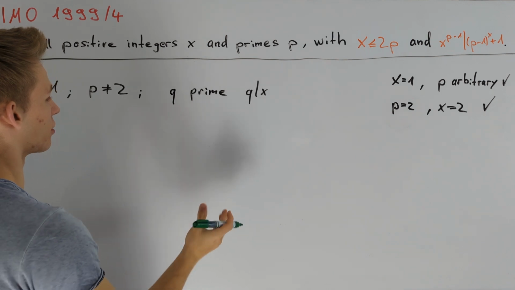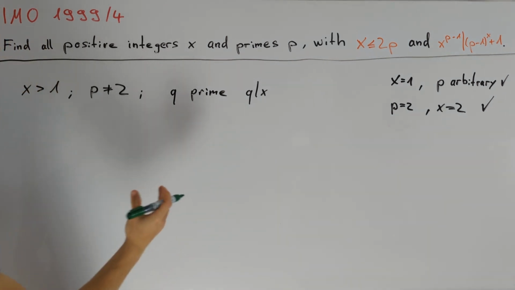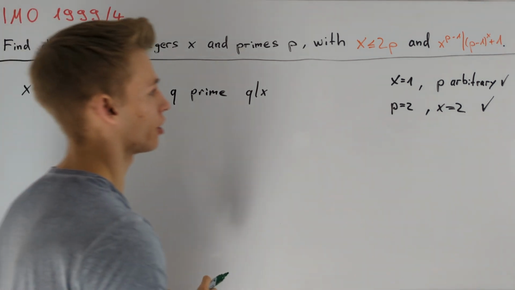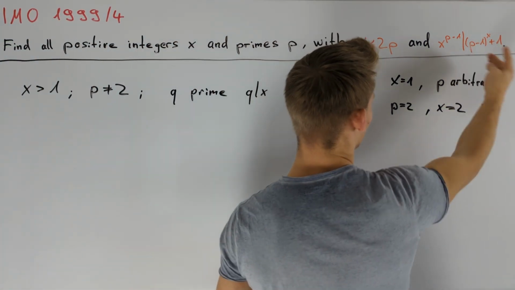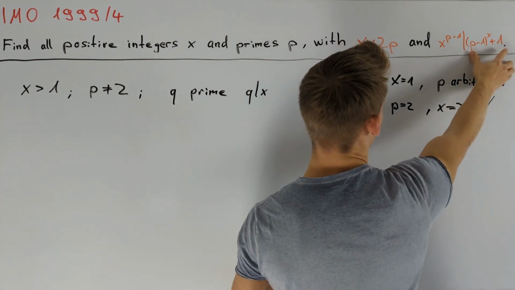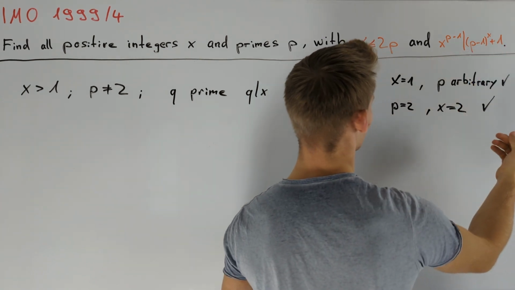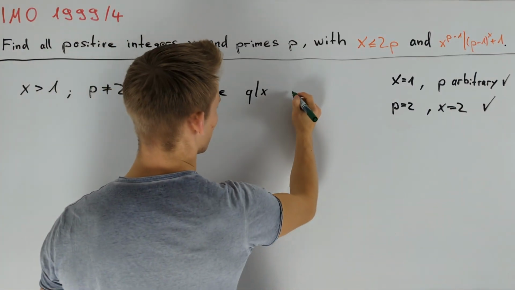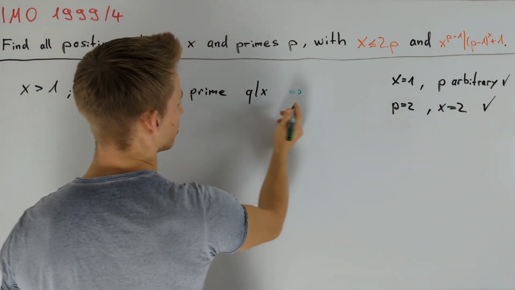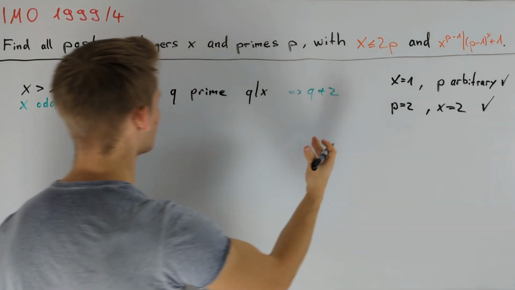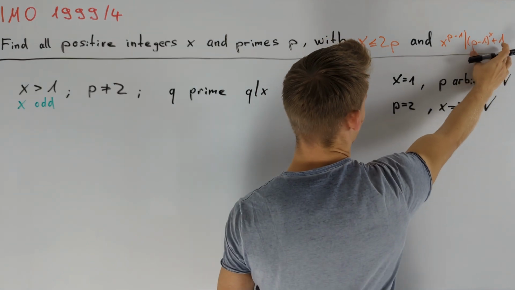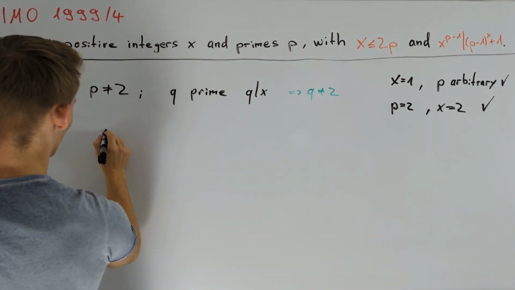Let's try to figure out some things about q. At first, I want to note that since p is not equal to 2, we know that p is odd, so p minus 1 is even, and therefore our right-hand side is odd. This means that x is also odd, and therefore we can conclude that this prime divisor q must also be odd.